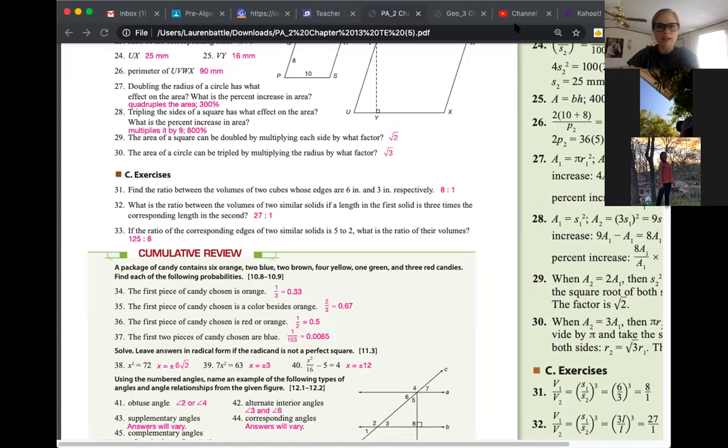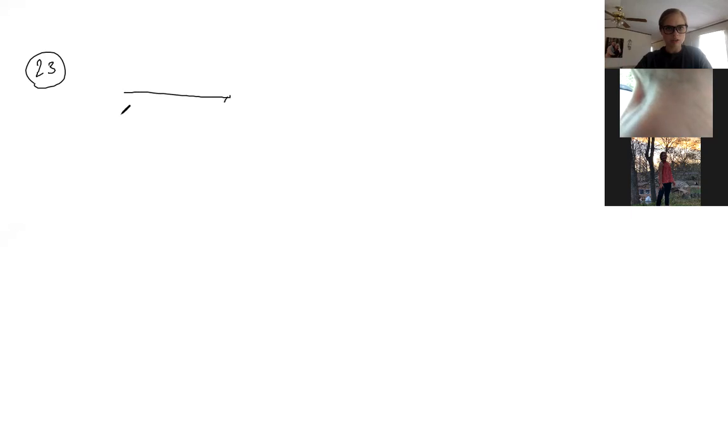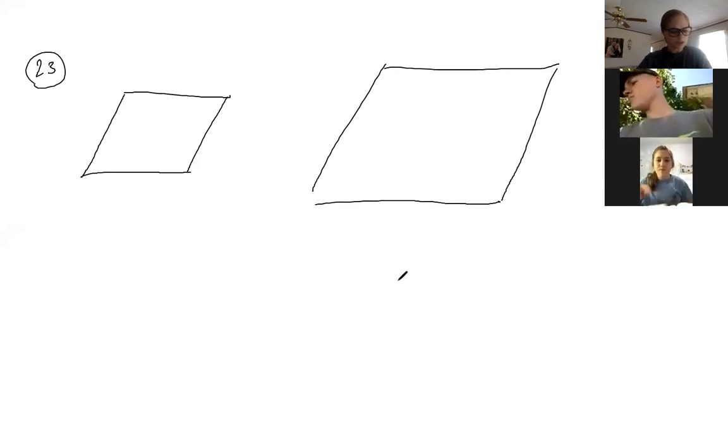All right. Let's go ahead and take a look at some of these. So let me get my whiteboard up. Ethan, give me one from numbers 23 through 26. Which number? 23. Okay, let's start with 23. I didn't understand what it was asking for. All right, so they give you parallelograms. It wants you to find the ratio of the corresponding sides.